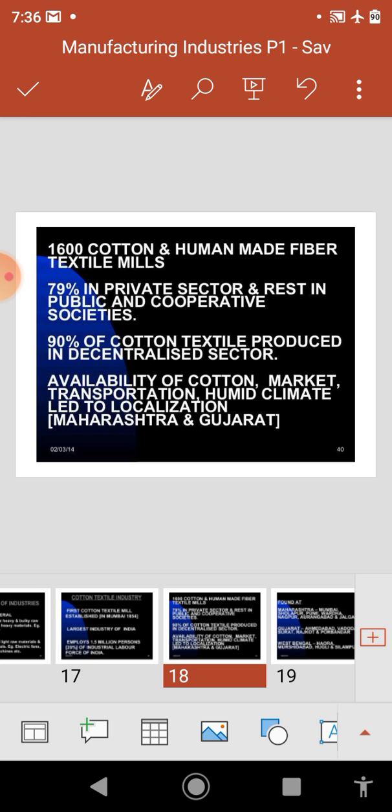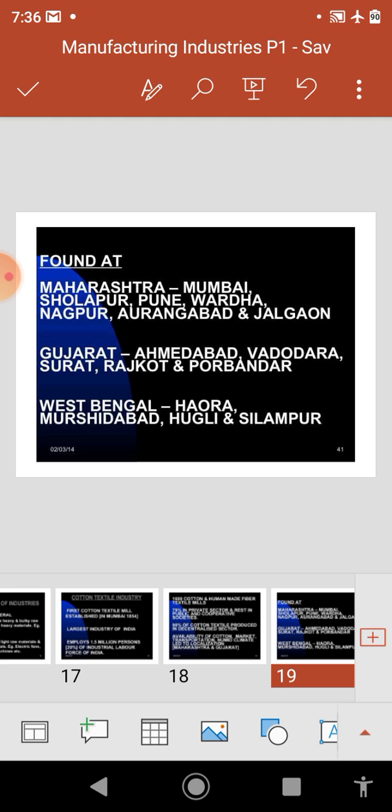Then employment. With regard to the generation of employment, this industry provides employment to a large number of skilled as well as unskilled workers. The hand-spun khadi provides large-scale employment to weavers in their home. Then decentralization. The industry helps in industrial decentralization as 90% of the weaving, cutting and processing is in the decentralized sector.